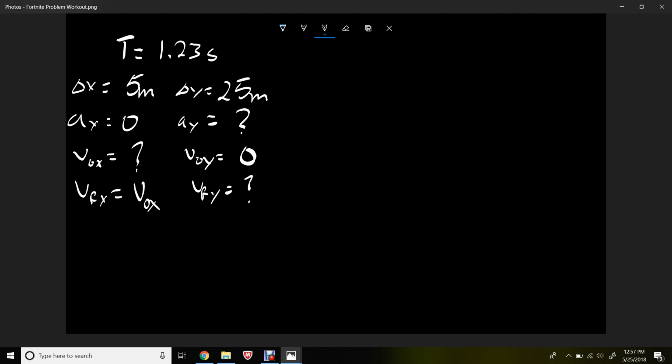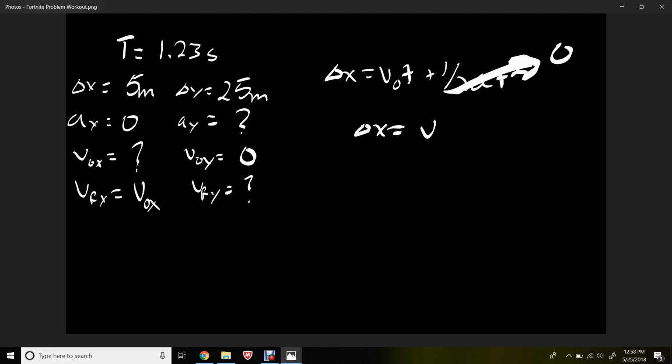So if we start off solving for the initial x velocity, very simple, we just plug in one of our equations. We're going to use change in x equals v naught t plus 1/2 at squared. Now since we know acceleration is 0, this entire part goes to 0. We just have the change in x equals v naught t. We know that change in x is 5 meters, we do not know the initial velocity, and we know the time is 1.23.